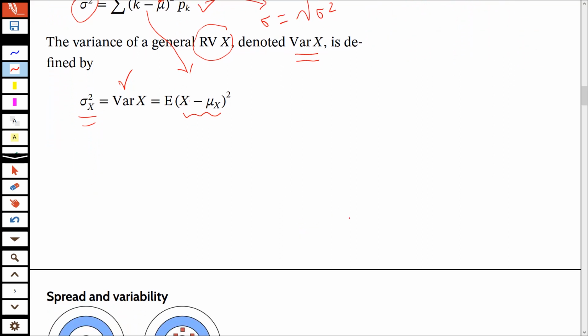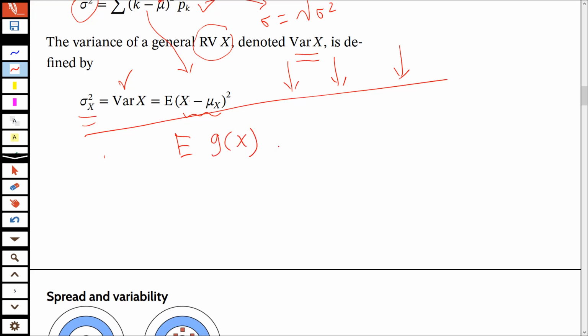So here is the summary. The summary is for those guys who could not follow this reasoning. At least you know how to work out the expectation of any transformation. You already know that. Yeah?